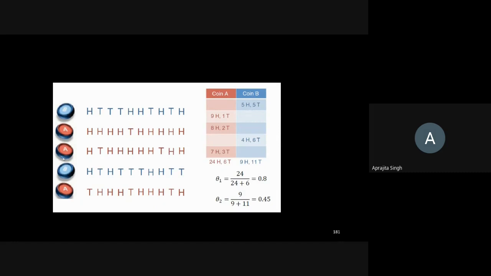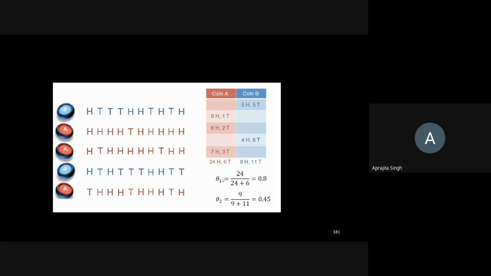So blue color is the B coin, A is this orange colored coins, and you have just noted this down. So now what we did is total how many times head came when A was there? 24 times. How many times tail came? 6 times for coin A. Now for coin B, how many times did head come? 9 times. And for coin B, how many times did tail come? 11 times.